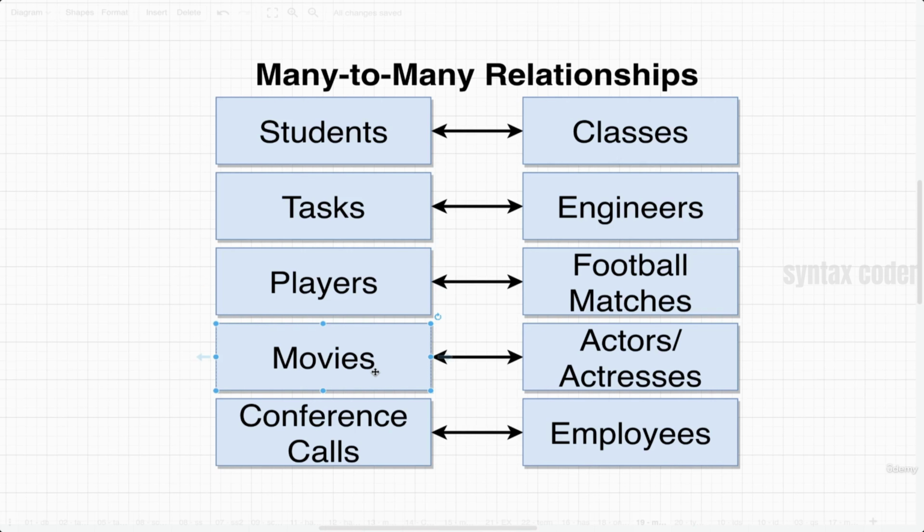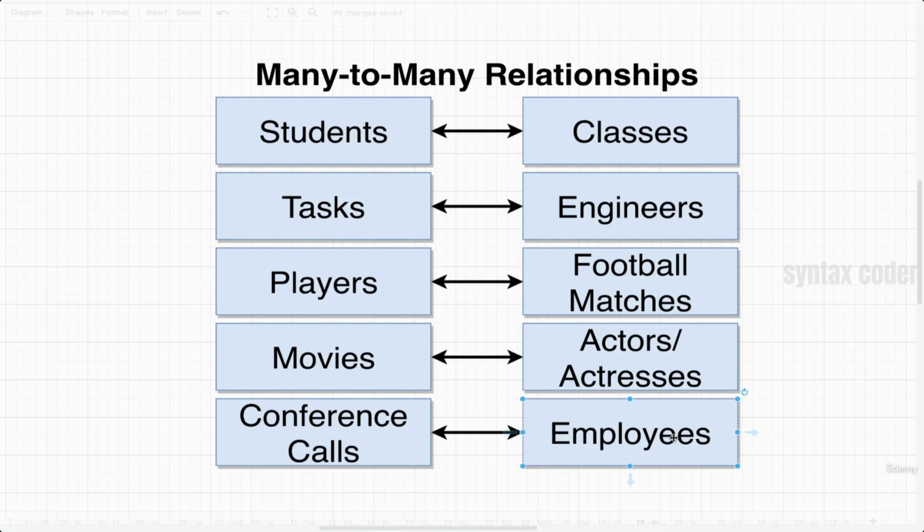Movies are another great example. There are many movies that have been created in the world. The majority of movies probably have multiple different actors or actresses starring in them, and a given actor or actress might star in many different movies. And then finally, conference calls. This is a little bit trickier because in this case, we're considering a long duration of time. So maybe over the span of one week, there might be many conference calls that have many different employees on them, and over the span of one week, there might be an employee that is in many different conference calls.